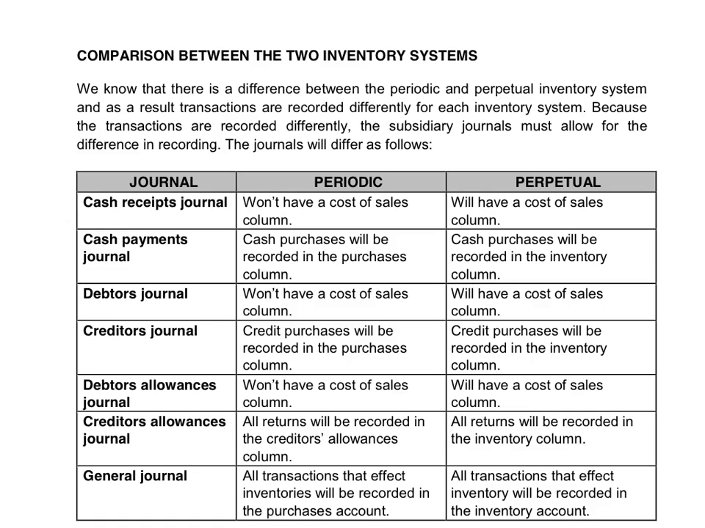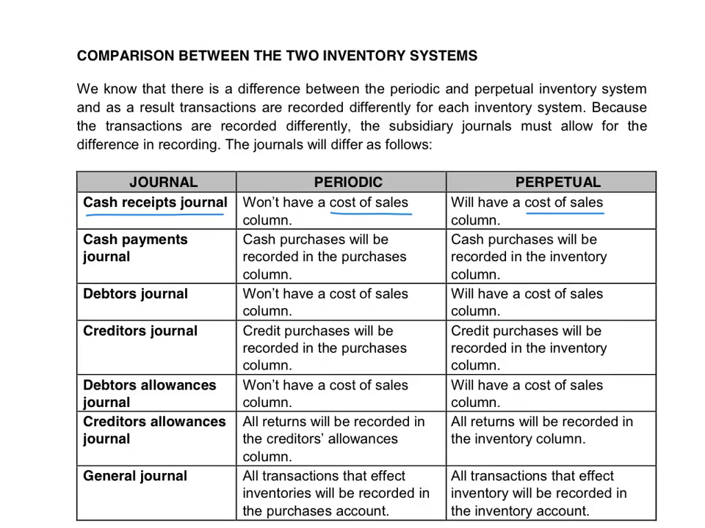If we record entries in the cash receipts journal, we don't have a cost of sales column in the periodic system. In the perpetual system, we will have a cost of sales column. The reason for this is that in the perpetual system, every time you sell goods or goods are returned, you have to record an entry for the cost price of the goods and for the sales price. In the periodic system, you only do a single entry for the sales price. You don't record anything about the cost price during the financial year.